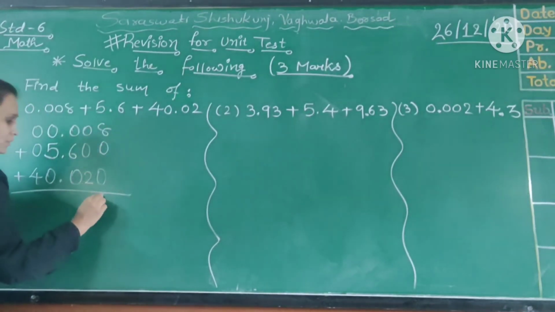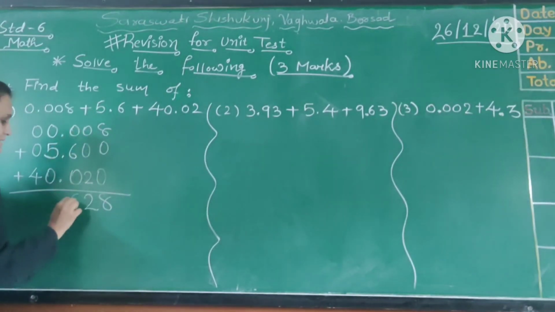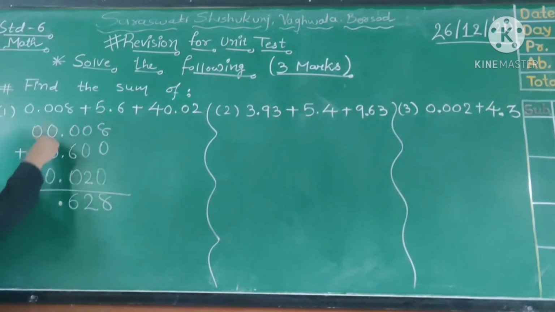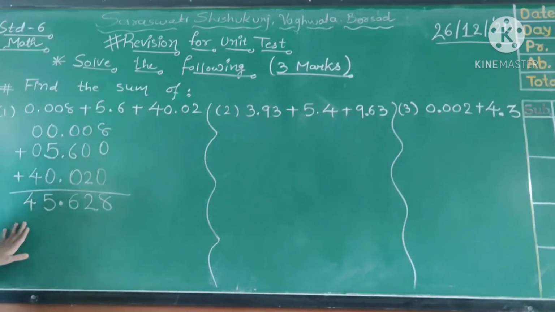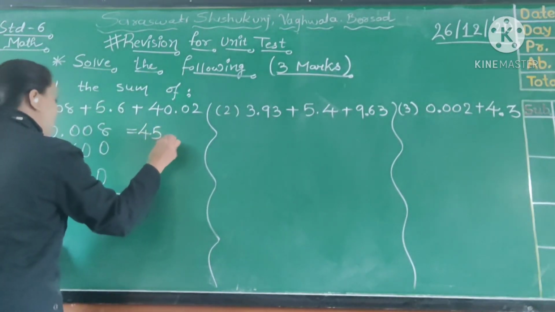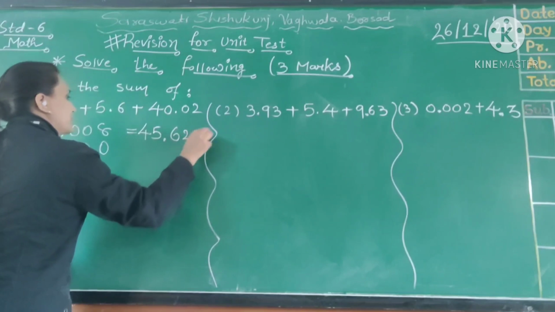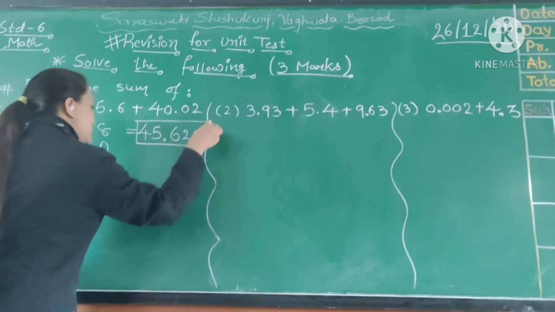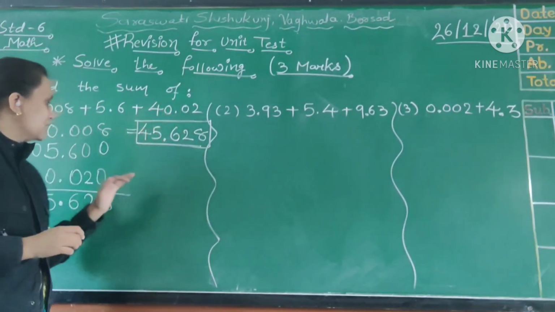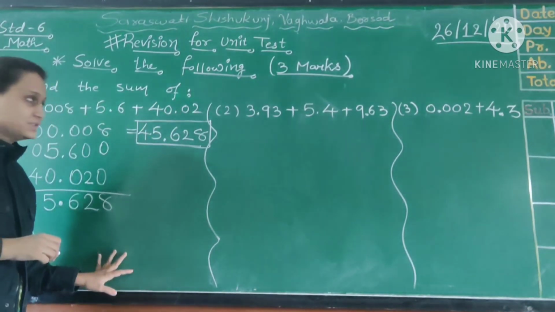So 8 plus 0, 8. 0 plus 2, 2. 0 plus 6, 6. Then the decimal is there, so we put the decimal. 0 plus 5, 5 and 4 plus 0, 4. So the answer of the addition is 45.628. This way you have to first decide the place value of the decimal numbers and then start the addition.